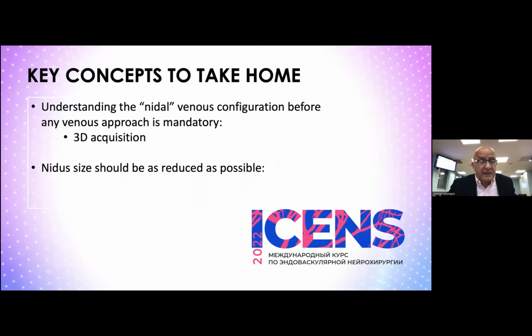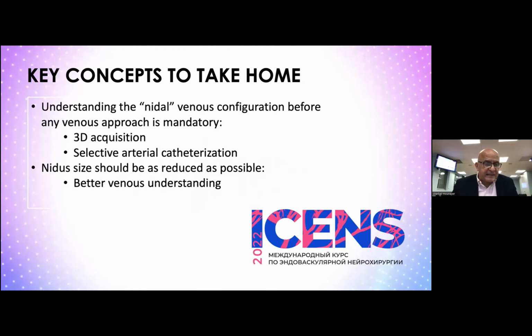How we can make it by the 3D acquisition and by the selective arterial catheterization, which we have to make in each case, even if we decided from the beginning to go by the venous approach. This nidus size should be as reduced as possible regarding the publication that I showed you. So it should be less than 3 centimeters.